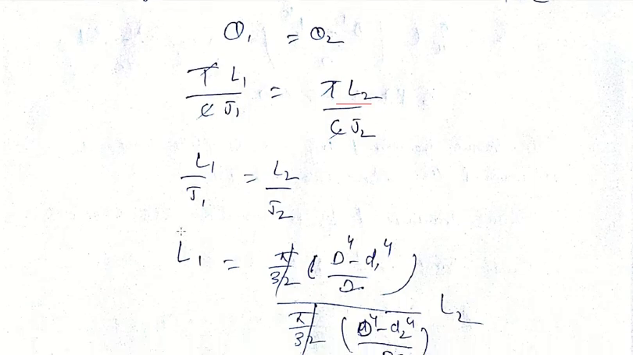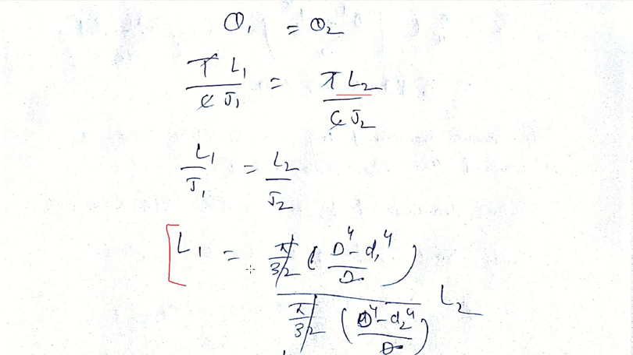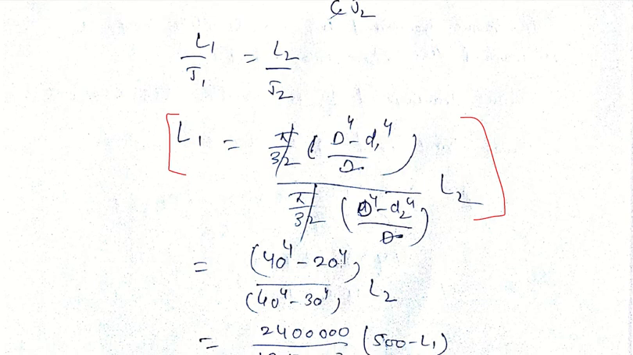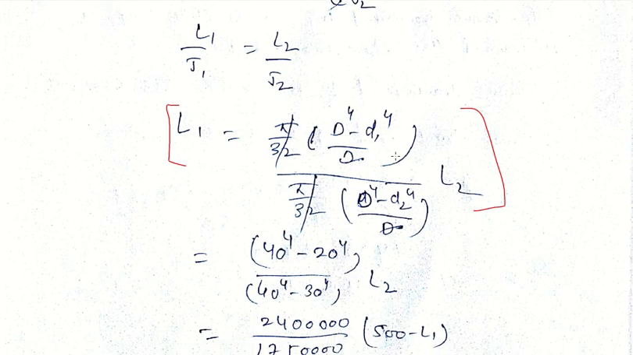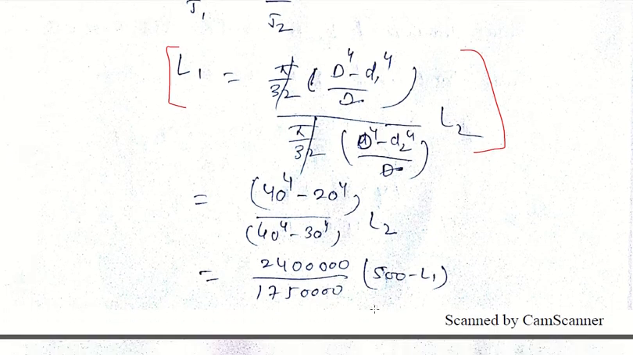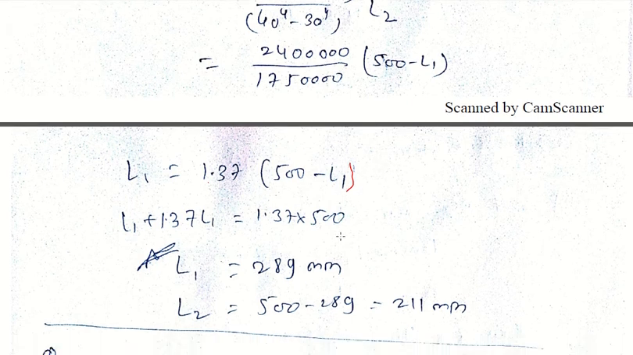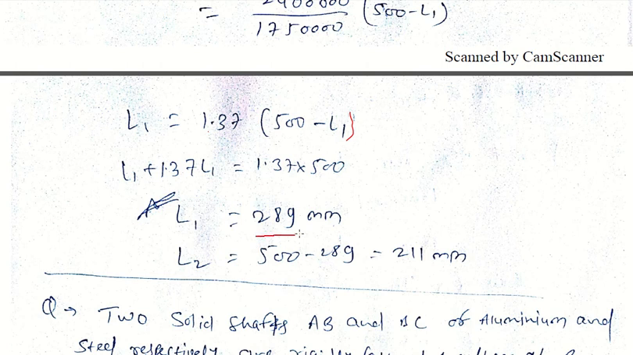So here is the relation between L1 and L2, the length of shaft AB to the length of shaft BC. We calculate this and put in the values of the external and internal diameter of both the shafts. So it will give L1 equals 1.37 L2. Here L2 is 500 minus L1, because the total length of the shaft is 500 mm. So put it here and it will give the length of shaft AB as 289 mm and L2 as 211 mm. This is the length of shaft BC.